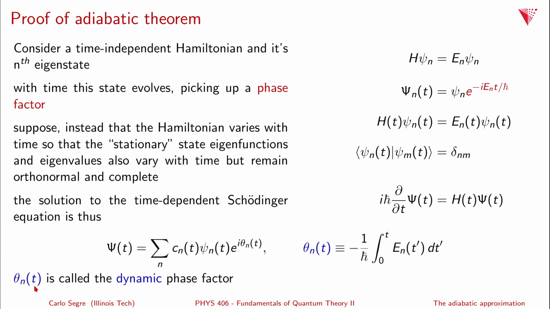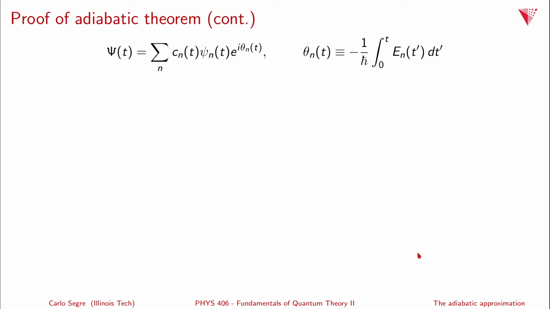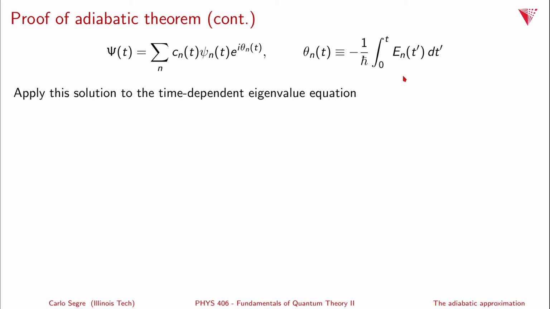Theta sub n of t is called the dynamic phase factor. And as you can see, the dynamic phase factor depends on energy alone. So we have our solution to the time-dependent Schrodinger equation, with all time dependence everywhere, and we have our time-dependent phase factor, which is the integral of the energy up to the time of interest. We can now apply this solution to the time-dependent eigenvalue equation.